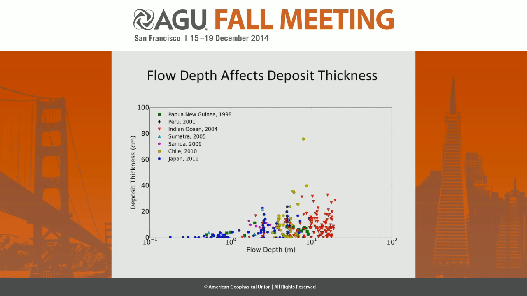So really you have this large danger zone in which it's hard to tell from a low flow depth or high flow depth, or it's hard to tell from a thin or a thick deposit whether you might have had a low flow depth or a high flow depth.